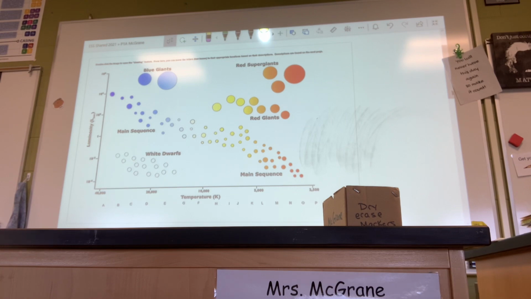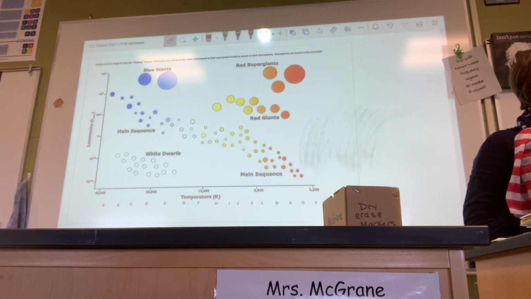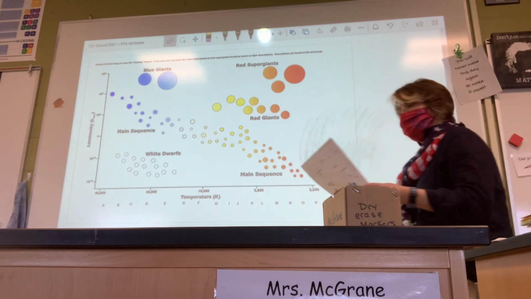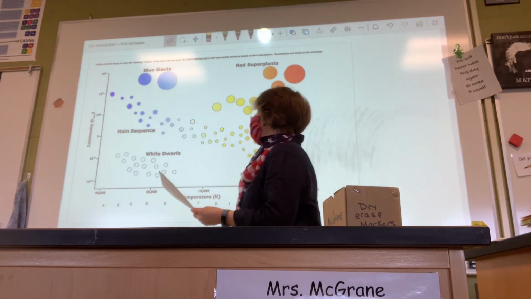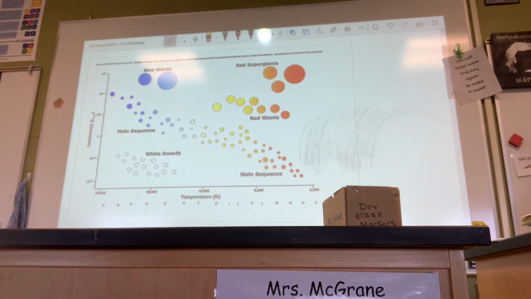Who wants to do letter A? Colton, where do you think letter A should be? It says approximately 40,000 degrees Kelvin, and it's in the main sequence. So if it's in the main sequence and it's about 40,000 degrees, where do you think generally it should be? The farthest one.